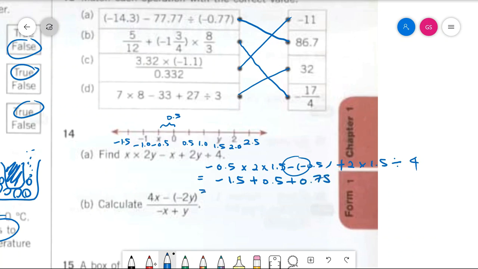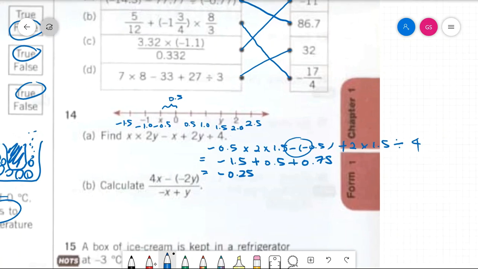If you key in everything, you will get the answer of negative 0.25. Okay, done. Calculate. Okay, 4x. Let's do this.